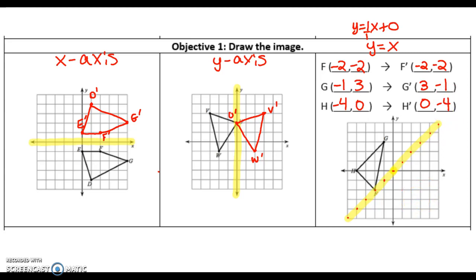All right, so now all we have to do is plot these points. -2, -2, so this is F prime. 1, 2, 3, -1, this is G prime. And then 0, 1, 2, 3, 4, 0, -4 is H prime. And as you can see, we have now reflected this across the line y equals x.